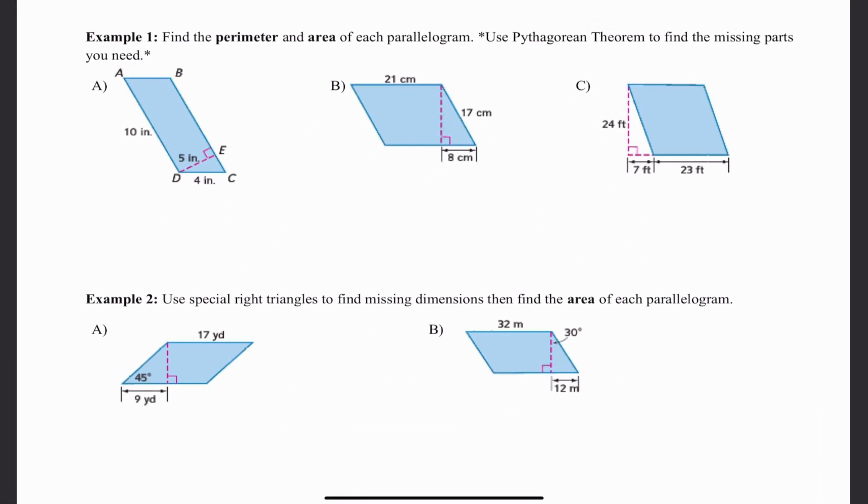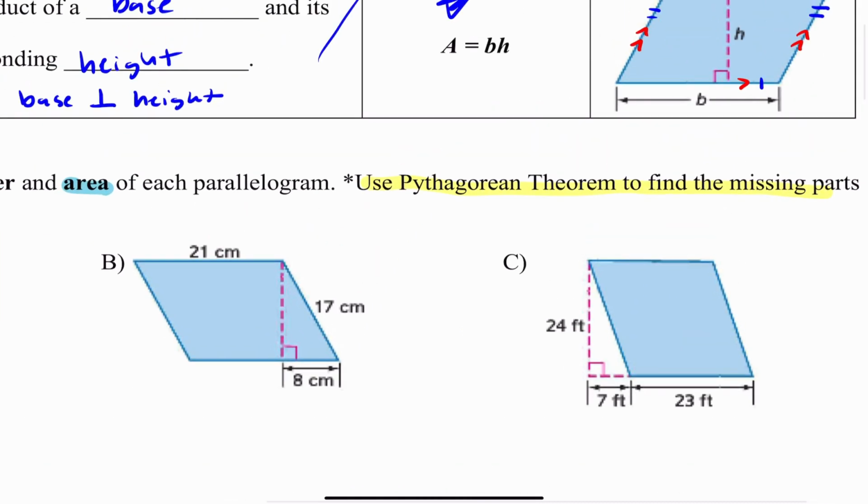It says, find the perimeter and area of each parallelogram. You may need to use the Pythagorean theorem to figure out certain problems. And at this point, I assume that you already know how to use the Pythagorean theorem. So let's go ahead and do this to save some time. I'm going to write some triples, which we talked about back in Unit 8. So some triples that we need to know are 8, 15, 17, and 7, 24, 25.